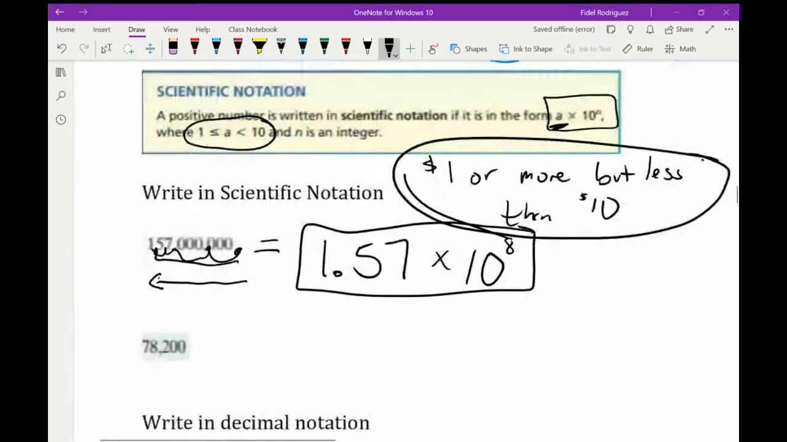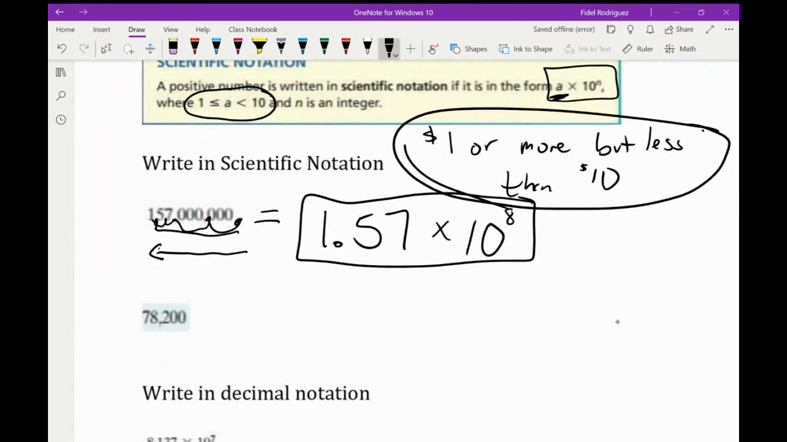Now, I'm going to do the same thing for the next problem here. So I'm going to write this as a number in scientific notation, and it's 78,200. So again, the first thing I need to figure out is where I'm going to put my decimal. Well, if you can tell, it's going to have to be right there between the 7 and the 8. Okay. And then the next thing I've got to figure out is how many spaces I moved my decimal point. So remember, the decimal used to be at the end, right? So that's 3, and that's 1 more, that's 4.